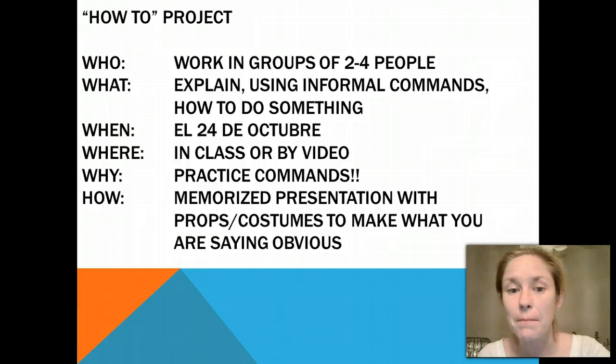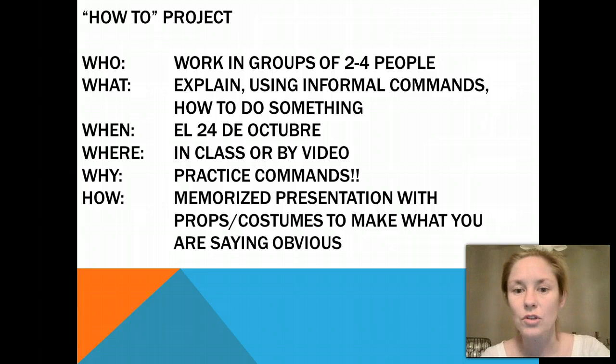This project must be memorized. If your project is not memorized, you will get a 0 and be asked to do it again, memorized. If you do it in class, you have to memorize it. If you do it by video, you cannot read your commands. And I am telling you, it is obvious when you are reading in a video. It must be memorized. Okay.